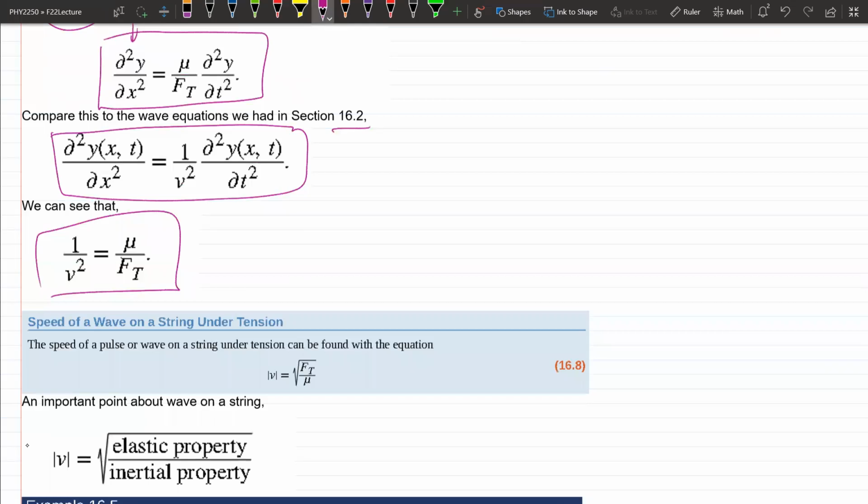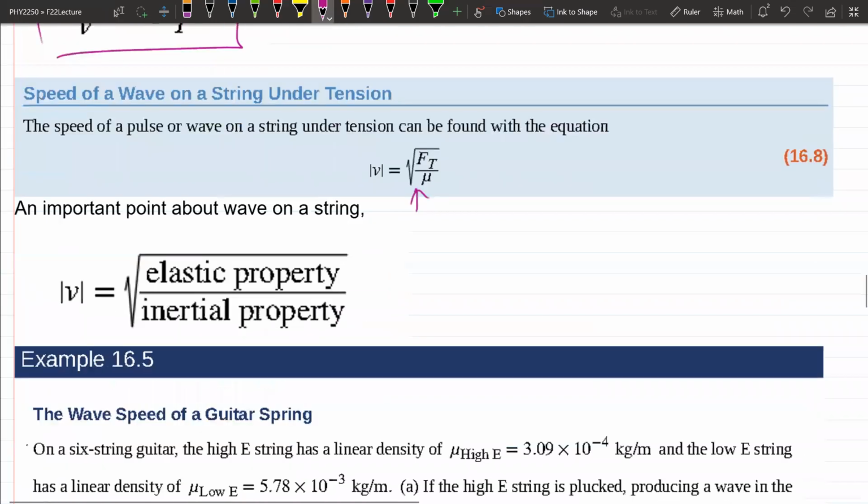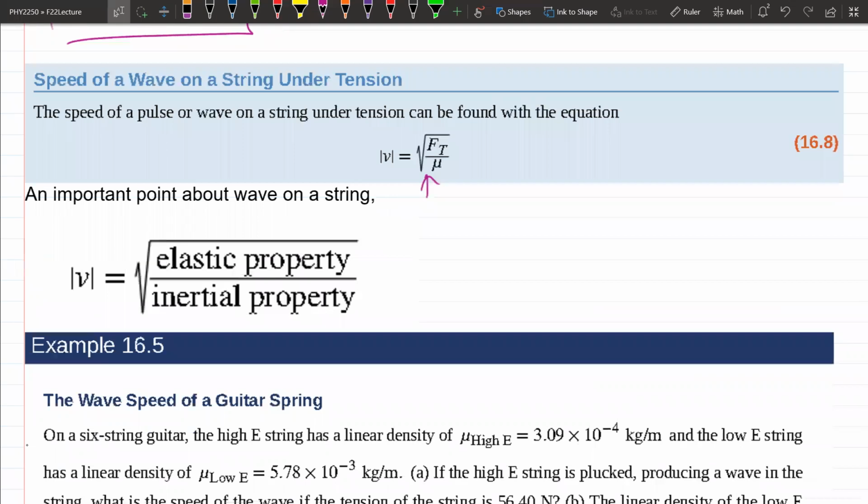So this is how we can find the speed of a wave on a string, okay? Because if you solve this for the speed, the speed of the wave on a string is just the tension force on that string divided by the mass density of that string, all square rooted. Sorry, that's very important actually.